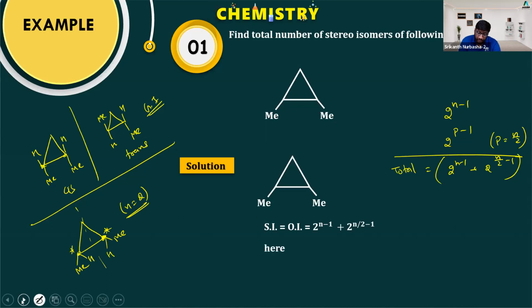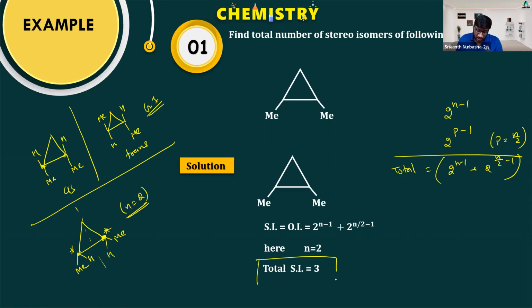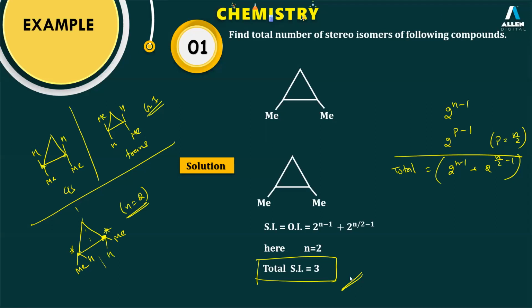Substitute now. Here n is equal to 2. So the total stereoisomers will be 2 power n minus 1. What is n? n is actually 2. So 2 power 2 minus 1, that is 2 power 1 plus 2 power 0. 2 power 1 is 2, 2 power 0 is 1. So total stereoisomers will be 3. Got it now? Everyone got this or not? So this is how you can actually do it.